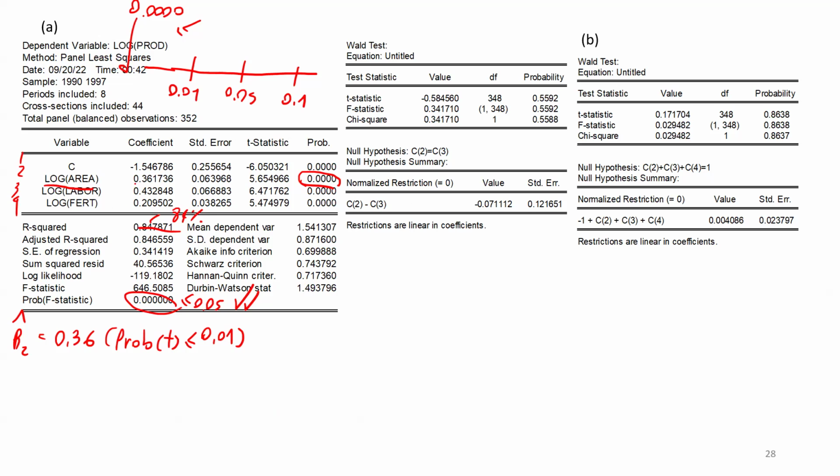But how can we read this better? 0.36, what does it mean? What does it mean? Not log area. If the area increases, not 1 unit. One what? One what?